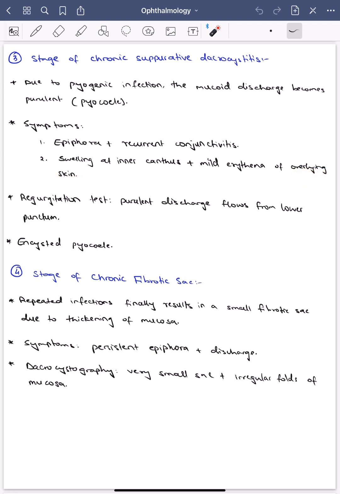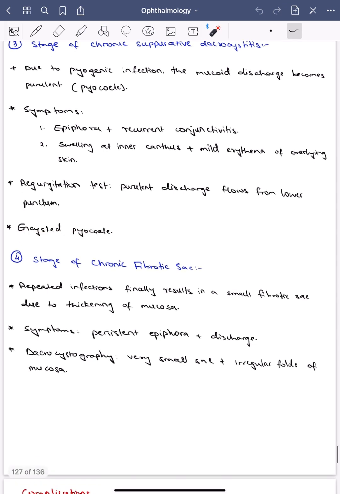Now here, on doing the regurgitation test, there is purulent discharge which flows from the lower punctum, and if both the upper and lower puncta are closed or blocked, it results in an encysted pyocele. So again, in the stage of chronic suppurative dacrocystitis, the mucocele gets infected, and it results in the formation of a pyocele. The symptoms are epiphora plus swelling, and the two additional symptoms are recurrent conjunctivitis due to the infective process and mild erythema over the skin. Regurgitation test shows purulent discharge from the lower punctum, and if both the puncta are closed, it results in an encysted pyocele.